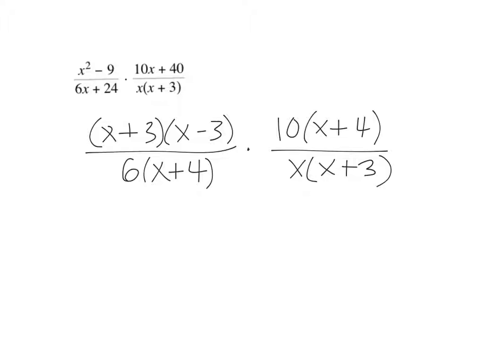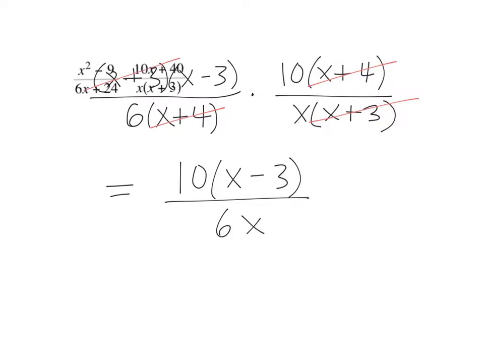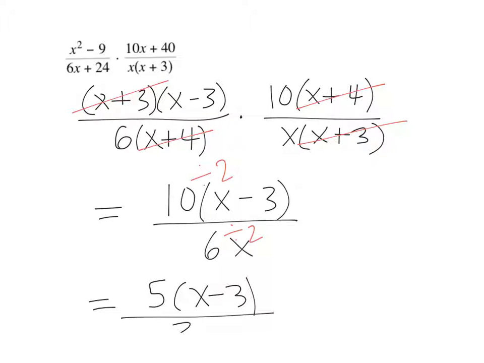What cancels here? X plus 4 and x plus 3. Okay, so I'm left with 10 times x minus 3 over 6x. What else can be done there? Divide by 2. So I divide both the top and the bottom by 2, to get 5x minus 3 over 3x.